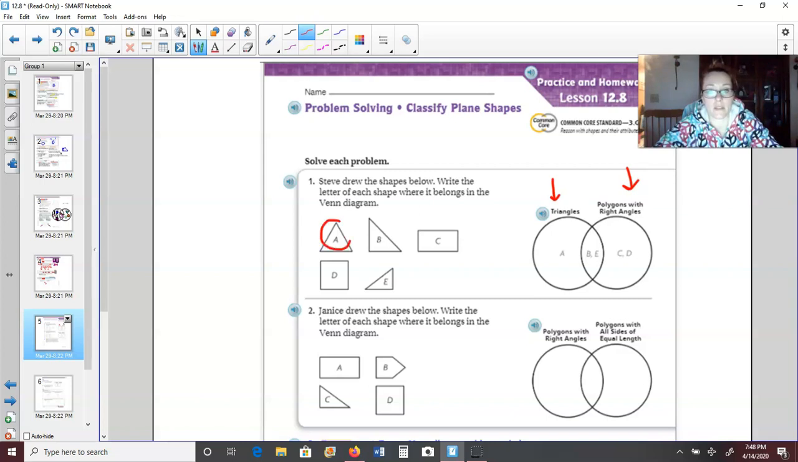Well, A was simply a triangle. It doesn't have right angles. B is a triangle, but it does have a right angle, so Steve put that in the middle. E is a triangle, but it also has a right angle, so E is in the middle. And then C and D are not triangles, but they do have right angles, so they would go just in that category, polygons with right angles.